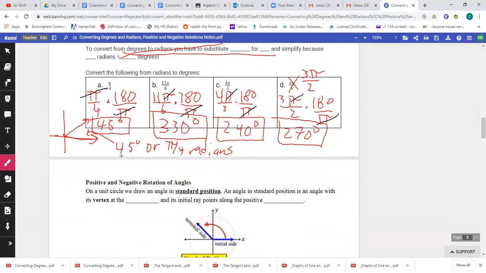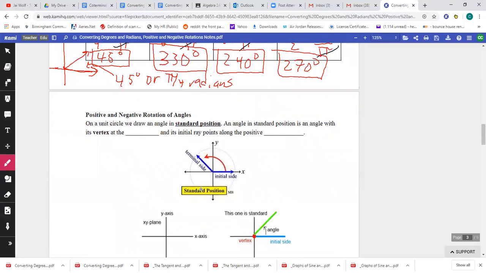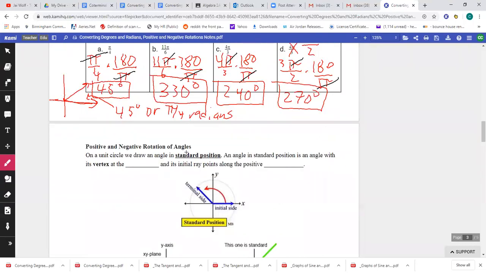Now, the last concept, this is actually going to be really, really quick, is remember how last week we created a unit circle and we had all of these angles, right? Let's talk more about these angles that are formed, right?